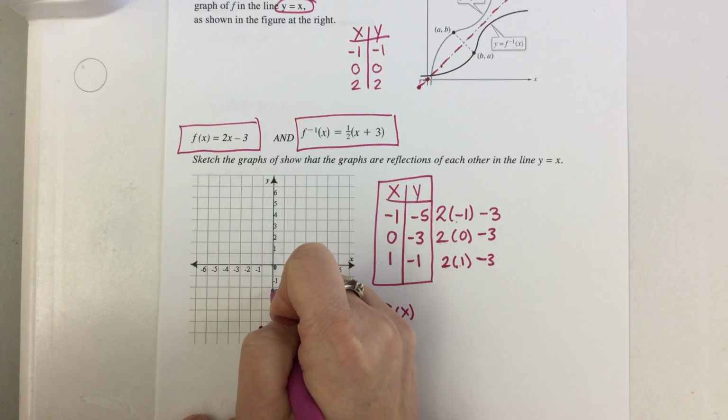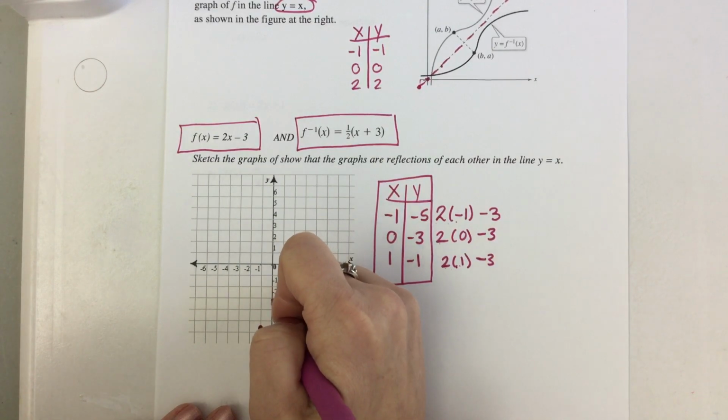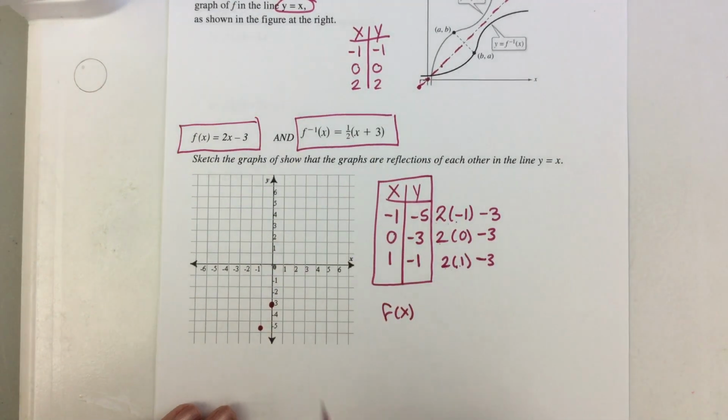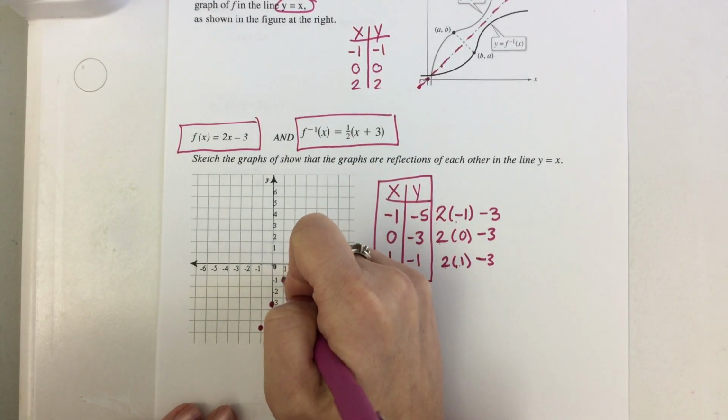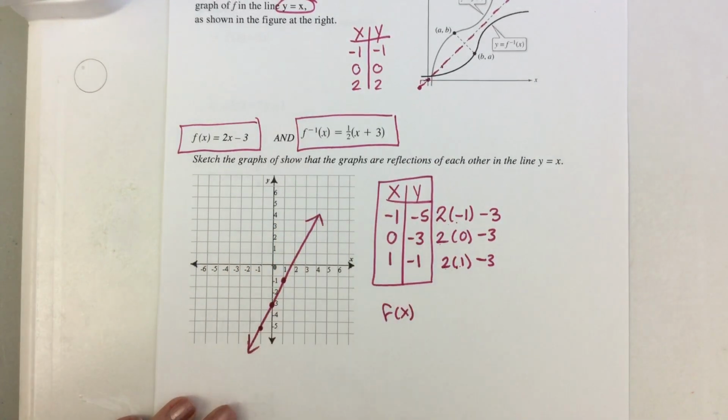So 1, 2, 3, 4, 5. These are labeled a little differently. Okay, if I go 0, -3, I'm just going to put the dot right by the label. If I go to the right one, I go down 1. So here is my line.